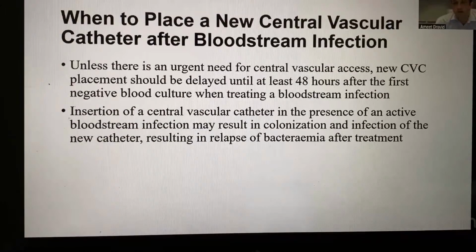The thing is now that you have removed the catheter. Dr. Amit, I think we should wind up. Yes, it is time, sir. Yes, sir. Last 2 slides.